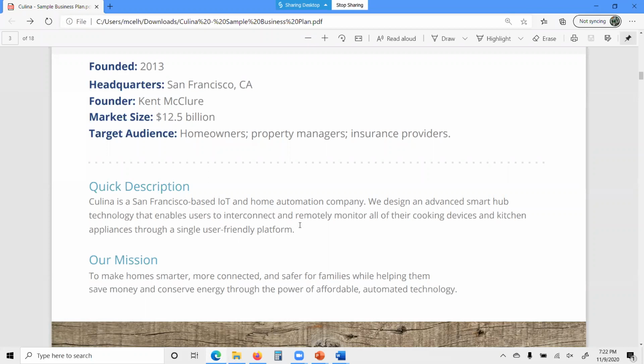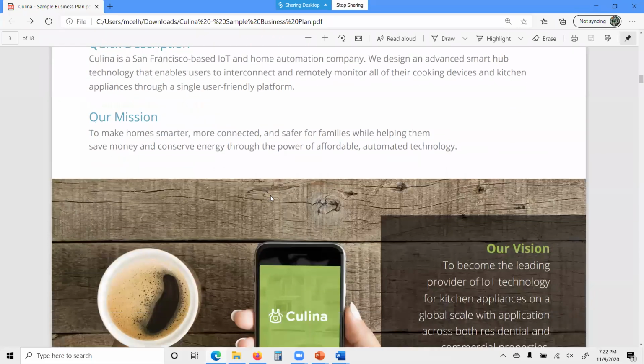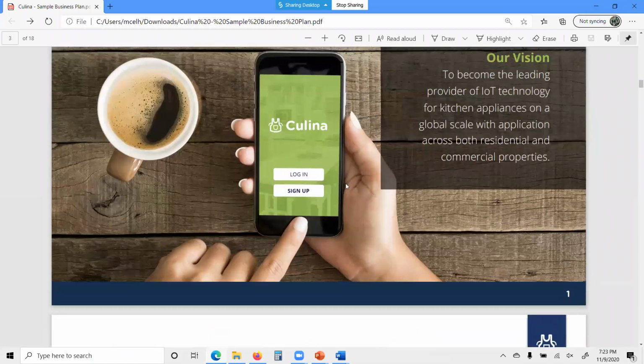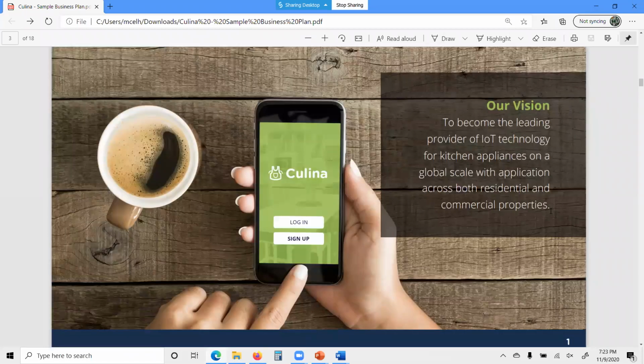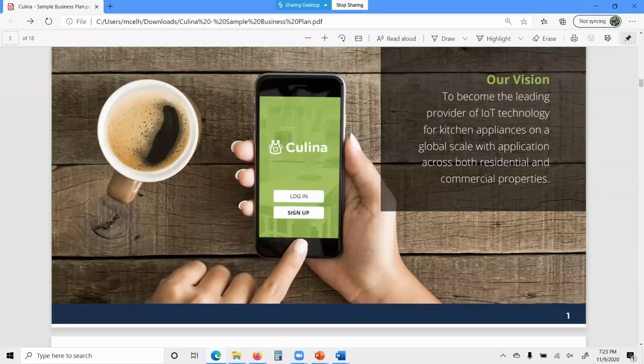So then they have their mission statement here as well. It showed what their vision was. Their vision statement was here. They decided they wanted to become the leading provider of the technology for kitchen appliances. Sadly, it didn't work out for them. They had a nice product, though. I'm going to give them kudos.